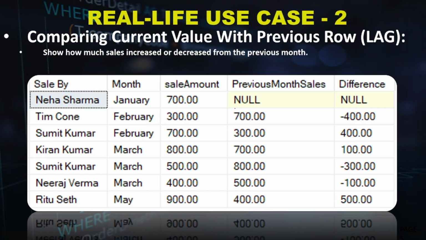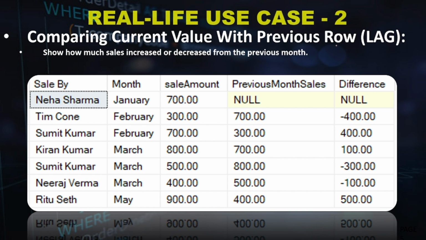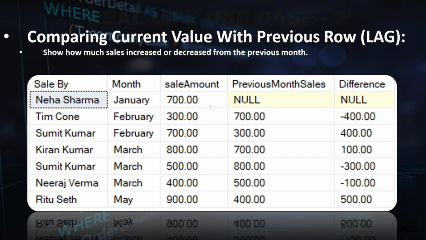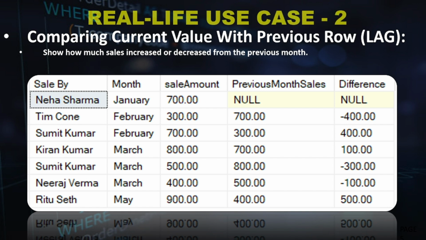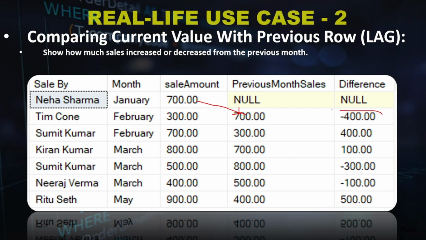The second real-time example is comparing current value with previous row, and we are going to use lag function. In this example, we see that Neha Sharma did sell in January, sell amount of 700. Team Con did sell in February, sell amount of 300. And using this, we can say what was the previous month sale: 700 of Neha Sharma. And the difference is this guy sold 300 minus 700 becomes 400.